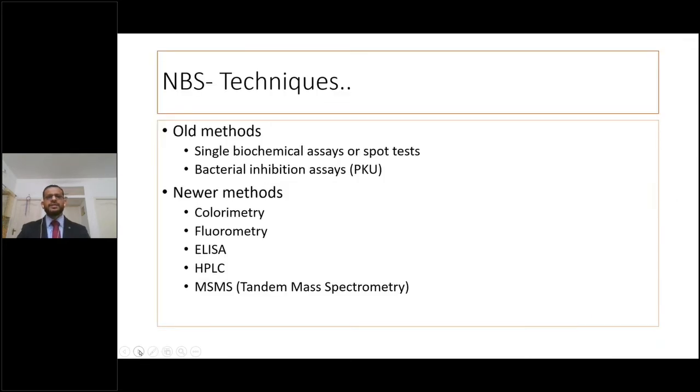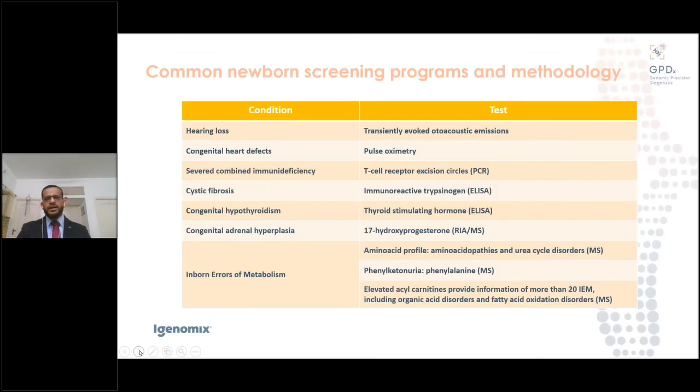When you look at the technologies in newborn screening, as I told you, it started with bacterial inhibition assays and single biochemical assays earlier. Then other methods subsequently replaced the older techniques. The one which is commonly used nowadays is called tandem mass spectrometry, otherwise called TMS or MS/MS.